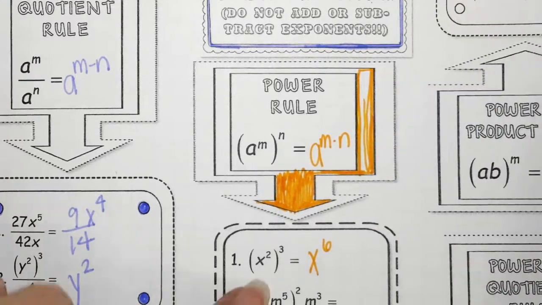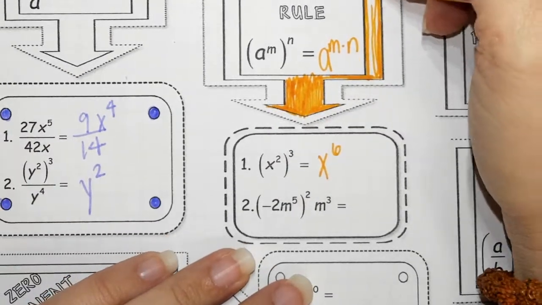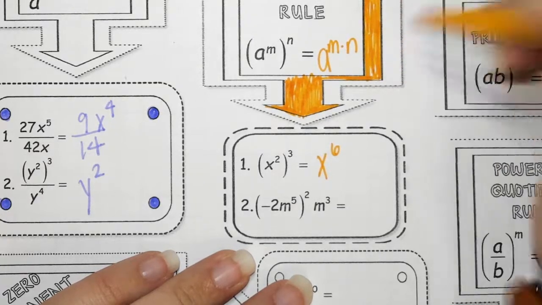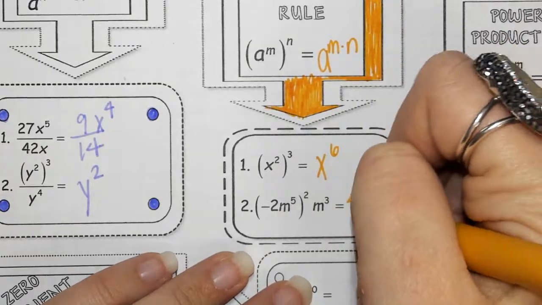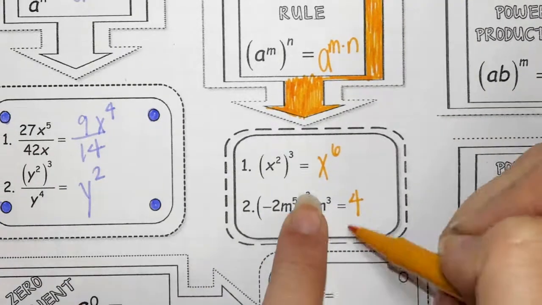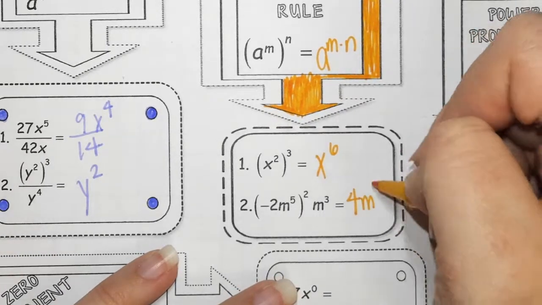All right, what would we do on the next one, on number 2? Would we square that -2 out front? Okay, so what's a -2 squared? 4. And then we would do 5 times 2, which is? And then what would we do with the 10 and the 3? Add them. Take a point, Elmer.